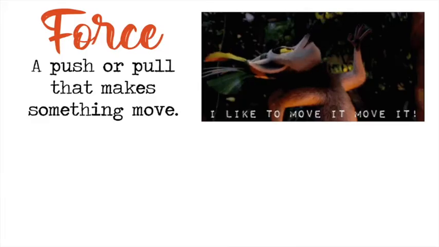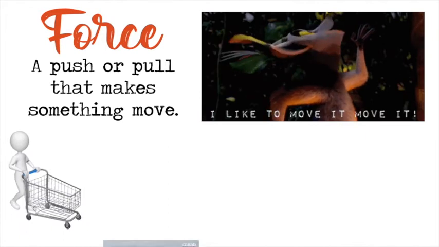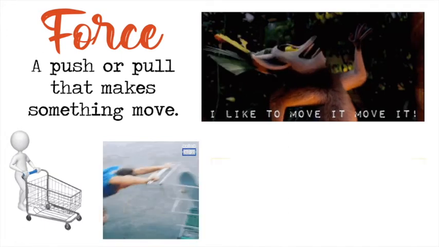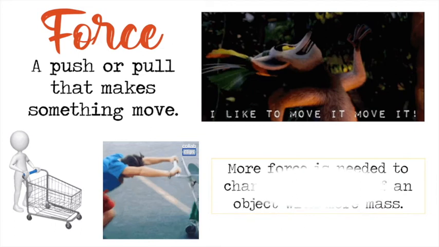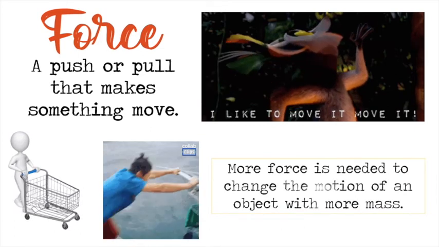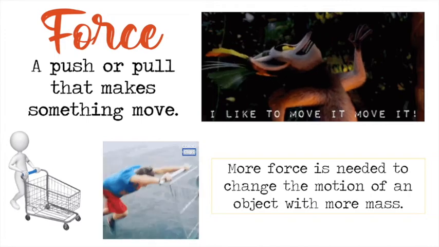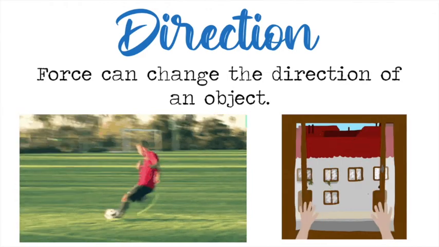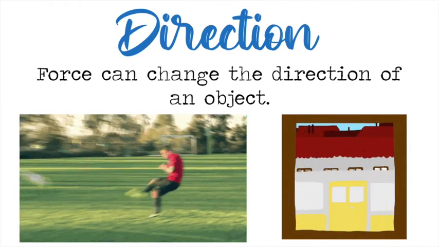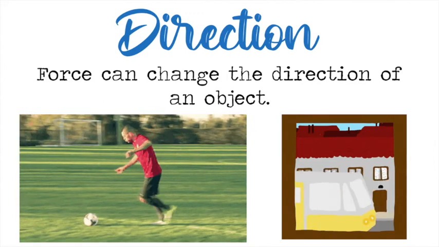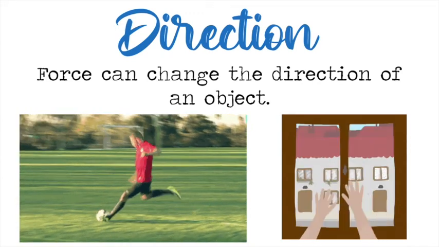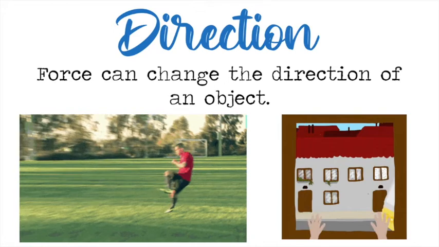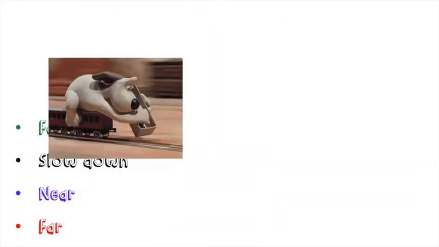To be able to move something, we need to apply some force. The force is the push or the pull that makes something move. If something is not so heavy, we will not apply too much force. But if the mass of the object is bigger, we will have to apply more force. So it will depend on the object. We also can change the direction of an object by the amount of force that we apply. For example, when a soccer player kicks a ball with a different force, or when we open a window, we change the direction of the window by the force that we apply on it.